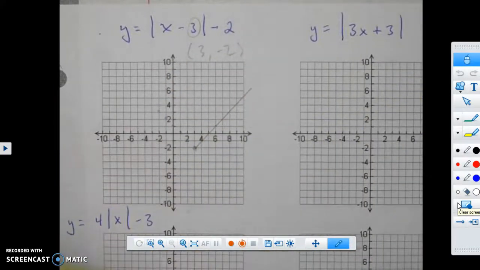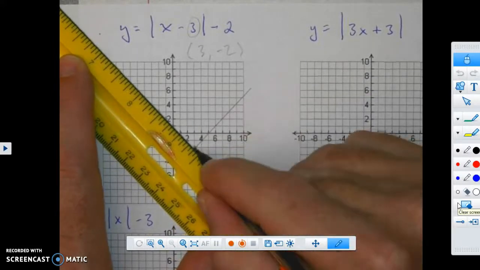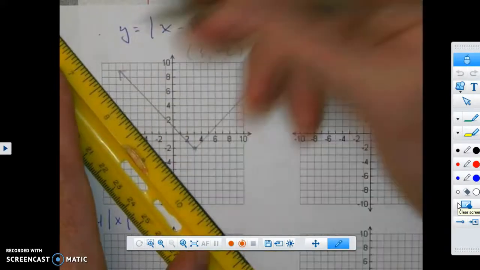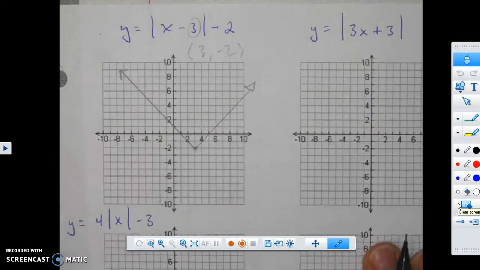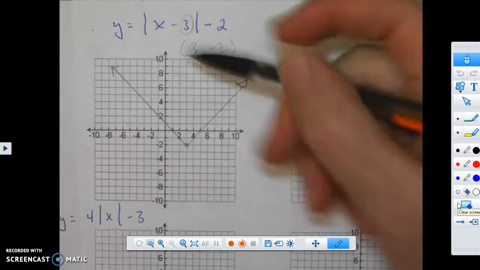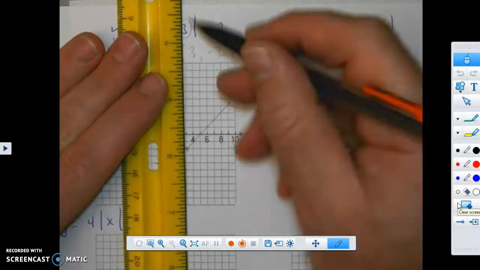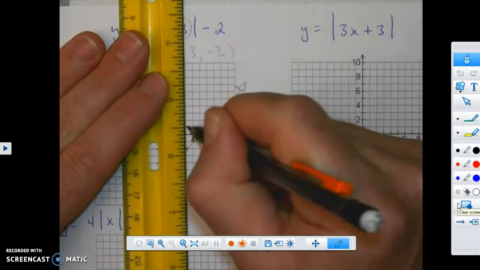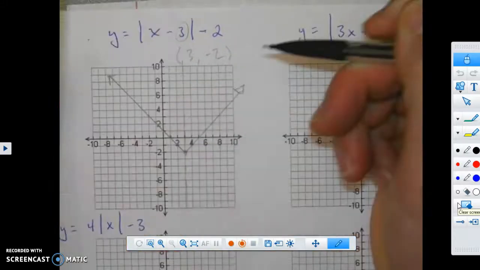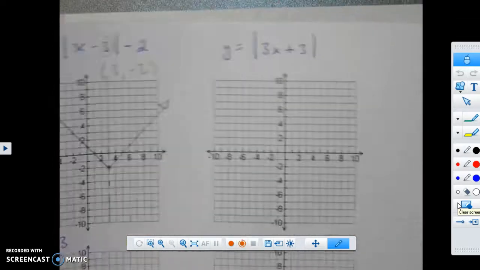And they should always make a V. There were a few students where the shape of the absolute value was either just a line or it kind of had a misshapen V, but they should be symmetric. Absolute value is a symmetric graph, so we have this line of symmetry going down through the vertex, so it should be balanced. All right, here's the second one.